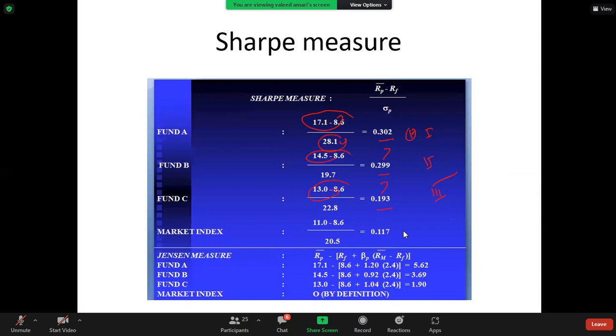Now the third one is Jensen's alpha. The portfolio return is given, the risk-free rate is 8.6, and the beta of the first portfolio is 1.2. The market premium, RM minus RF, is 11. If you subtract this, it will be 2.4, so it will come out to 5.62. So it is positive. All these are positive alpha generators, but the higher the value, the better the performance. So again, fund A is rank 1 in performance.